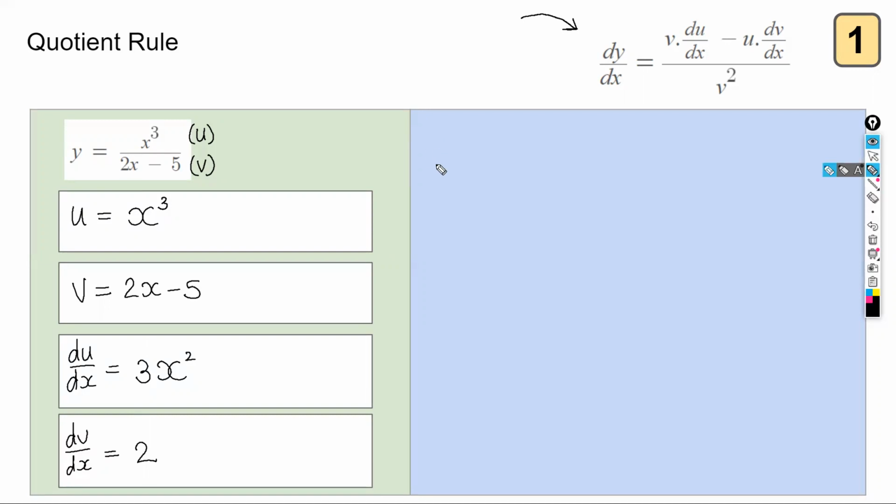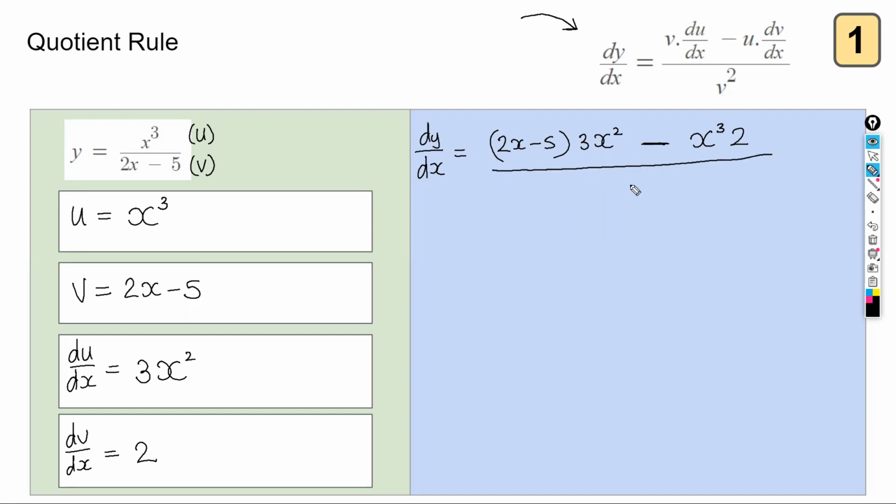So it's just to throw everything inside here. Dy dx is equal to v. Where's v? V is this guy here, 2x minus 5. I'll put him in brackets just in case. Du dx is what? 3x squared minus, this one has a minus sign, u, where is u? X cubed and dv dx. That's this guy here. He's just 2. Right? So you can put the 2 in front, so it will look funny, right? It will be 2x cubed instead of x cubed 2. And the whole thing is divided by v squared.